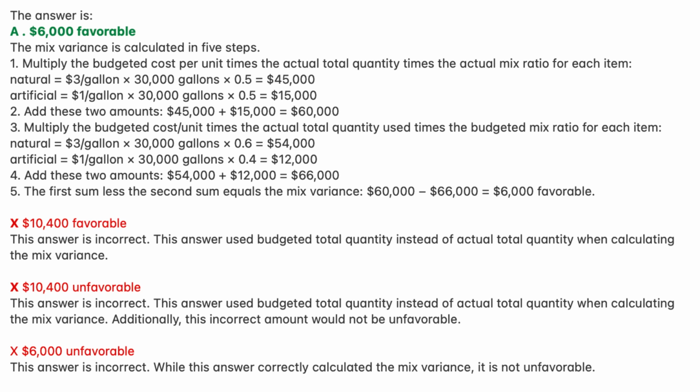3. Multiply the budgeted cost per unit times the actual total quantity used times the budgeted mix ratio for each item. Natural equals $3 per gallon times 30,000 gallons times 0.6 equals $54,000. Artificial equals $1 per gallon times 30,000 gallons times 0.4 equals $12,000. 4. Add these two amounts, $54,000 plus $12,000 equals $66,000. 5. The first sum less the second sum equals the mix variance, $60,000 minus $66,000 equals $6,000 favorable.